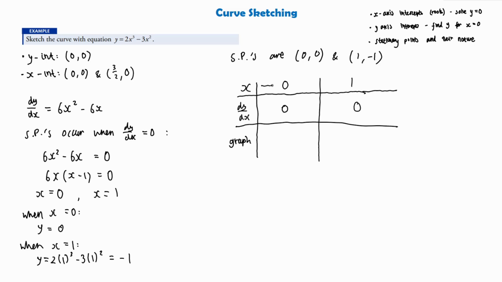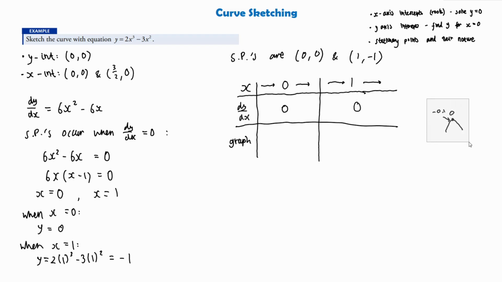Now we want to look at what the graph looks like as it approaches the value x equals 0, and as it leaves the point where x equals 0, and the same when x is equal to 1. So to do that, we look at points that are very, very close to 0, because if this stationary point, for example, was a maximum turning point where this is 0, if we look at right before 0, say minus 0.1, we will see just before the stationary point if the curve is increasing or decreasing.